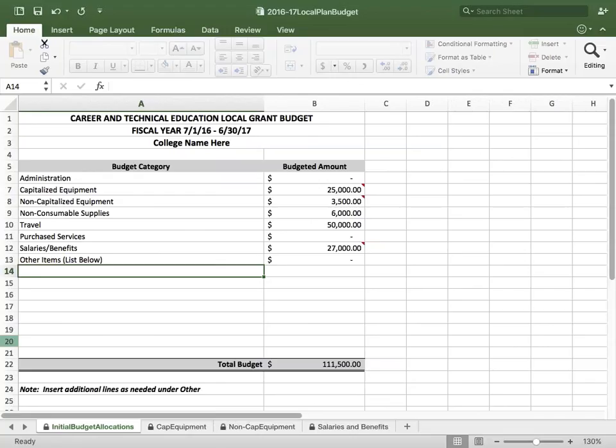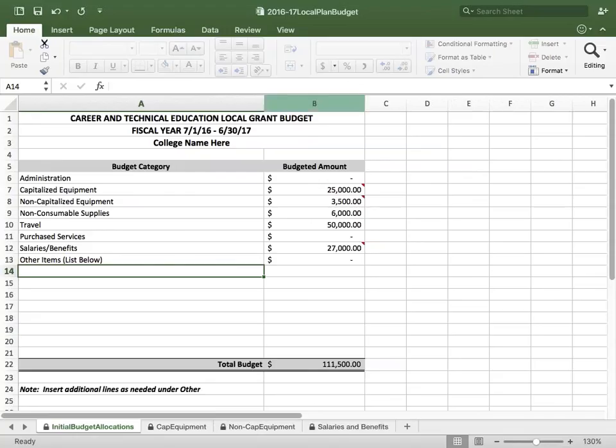We may ask for additional information on it, but the litmus test there is make sure it's in your local plan, and then usually it's a painless process. The biggest issue we see with those types of things is that there's not something in the local plan that helps us understand why that's important with what you're doing for the year.